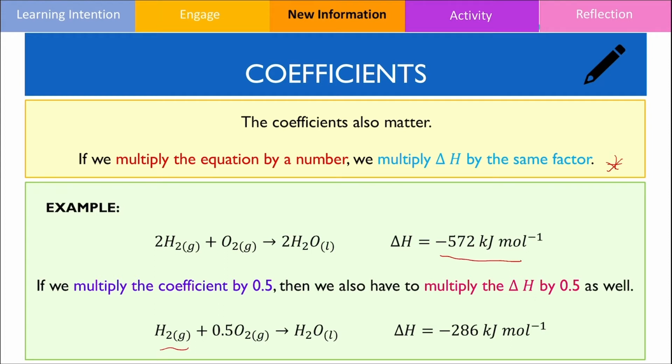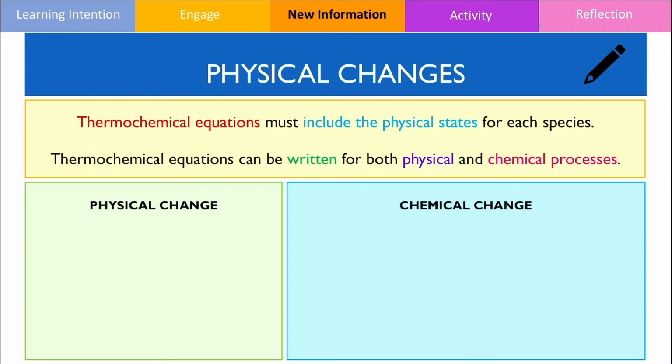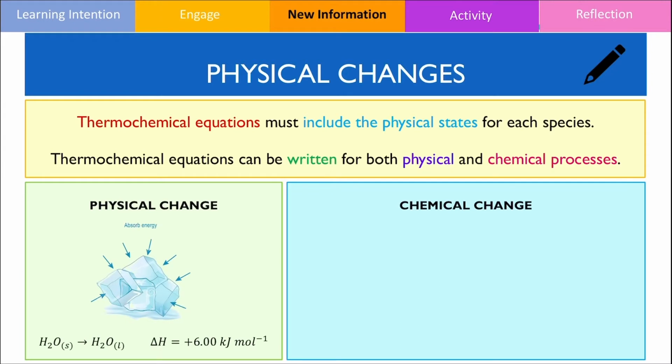Whenever we write a thermochemical equation, it is important for us to always express the physical states of each species. We can write thermochemical equations to indicate both physical and chemical processes. In the example below, I've got the thermochemical equation that shows the physical change when ice melts. If I didn't include the physical states in my thermochemical equation, you wouldn't be able to tell whether this was a physical change from the solid to liquid state or from the liquid state to the gaseous state, thus reinforcing the necessity to include physical states when writing thermochemical equations.